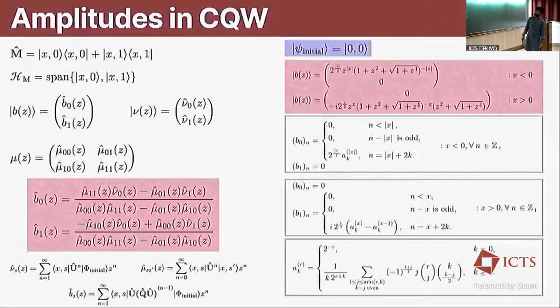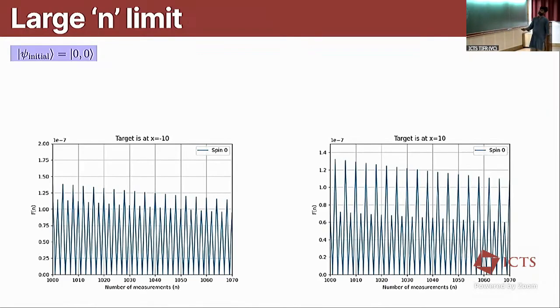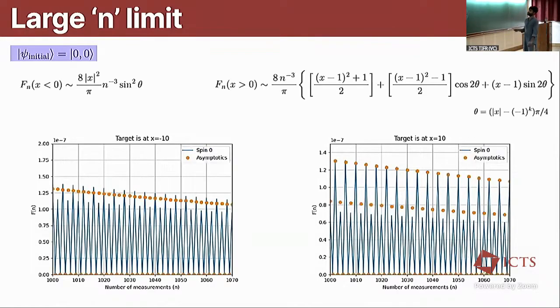Right, okay, so maybe I'll talk about more interesting things. What is the large n limit of these probabilities? These are the actual probabilities that we see here, right? And these are the asymptotics. So we see that both of them follow this power law, this n cube decay.